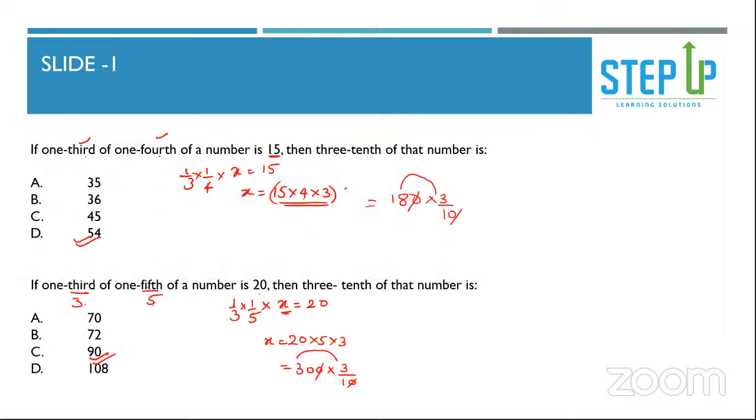Okay, people want me to go over this 90 one. Yeah, what's the case here? 1/3 of 1/5 of a number is 20. So 1/3 of 1/5 of a number, x is the number, is 20. So x is equal to what? 20 into 5 is 100, into 3 is 300. So this is 300. Then 3/10 of this number, 0, 0 will get cancelled out. 3 into 30 is 90. So 90 is the answer.